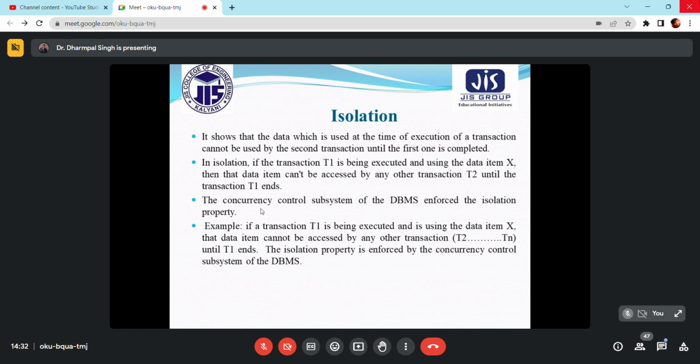The concurrency control subsystem of the DBMS enforces the isolation property. The example it gives is that if a transaction T1 is being executed and using the data item X, the data item cannot be accessed by any other transaction T2 until T1 ends. This isolation property is ensured by the concurrency control subsystem of the DBMS. So sometimes I can say that by using the isolation property, we can also go for concurrency control.